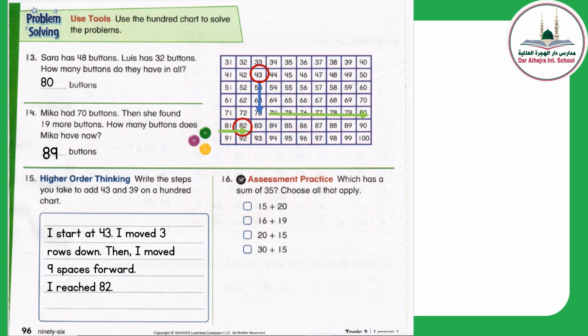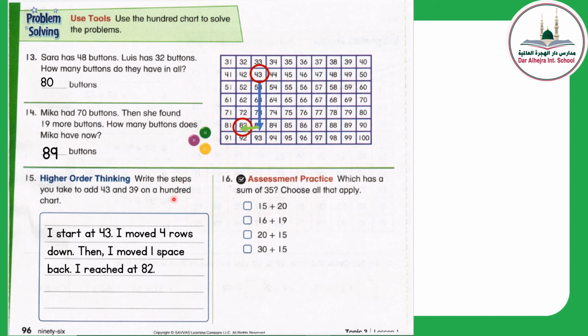Now here is another problem. Write the steps you take to add 43 and 39 on a 100 chart. So now here again there are 2 different ways to add it. First is by starting at 43. I start at 43. I move 3 rows down. Here we can see we have moved 3 rows down. Then I move 9 spaces forward, because we can see here 3 in the tens place and 9 in the ones place. So we can move 9 spaces forward. Then I reached 82. Finally, where we reached is 82.